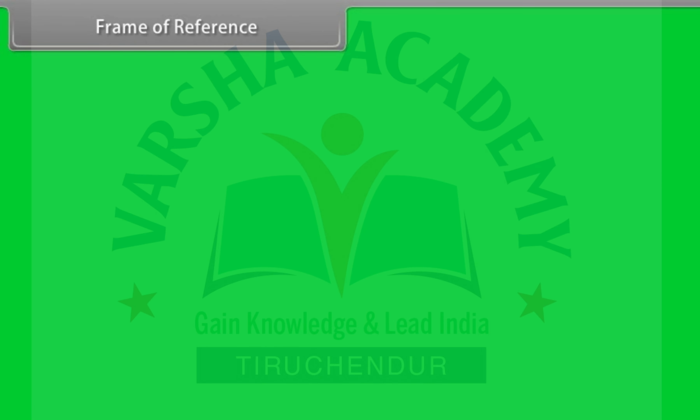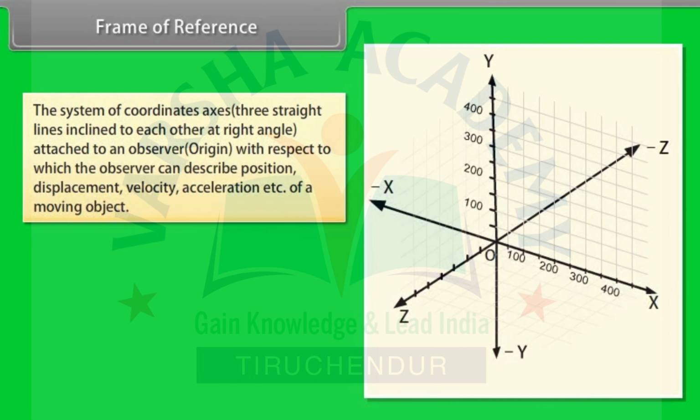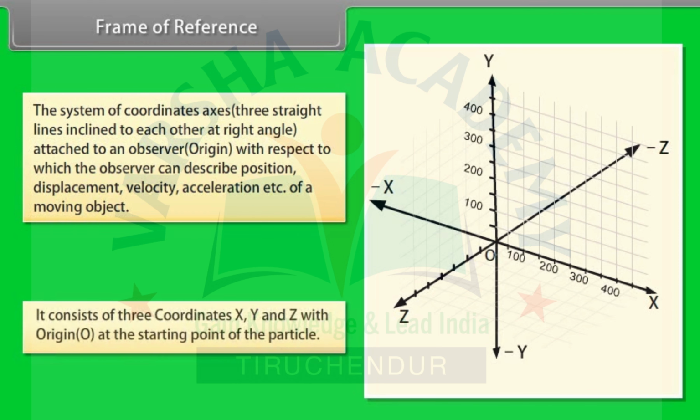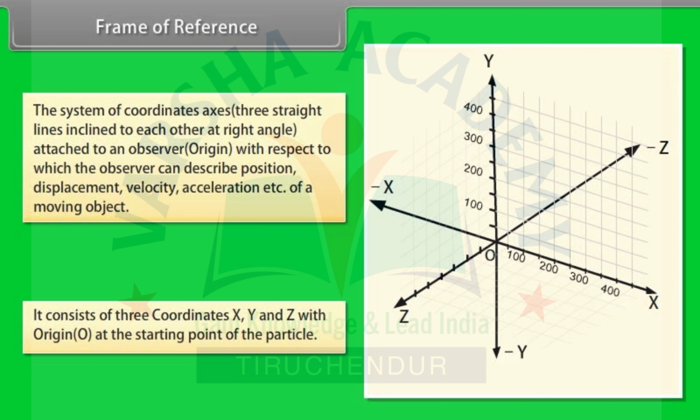Frame of reference. The system of coordinate axes, three straight lines inclined to each other at right angle, attached to an observer origin with respect to which the observer can describe position, displacement, velocity, acceleration, etc. of a moving object. It consists of three coordinates, x, y, and z with origin O at the starting point of the particle.